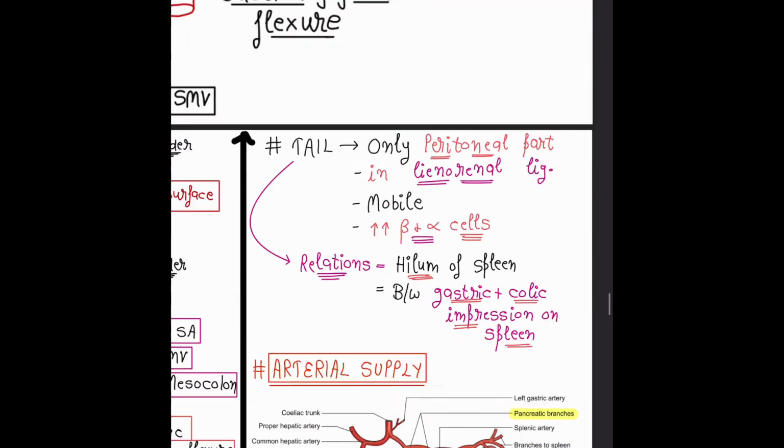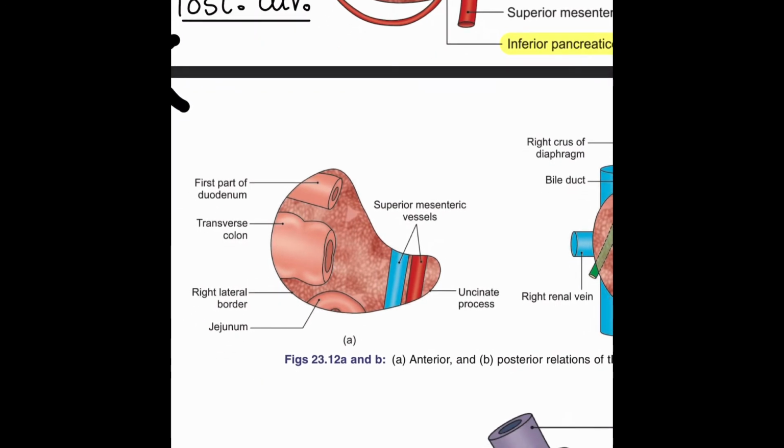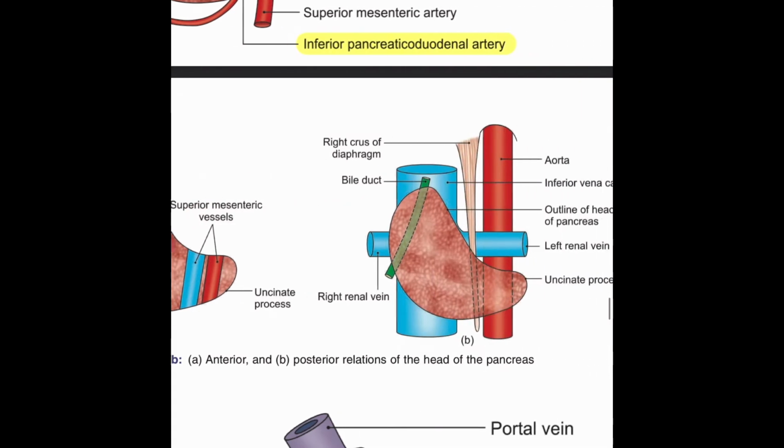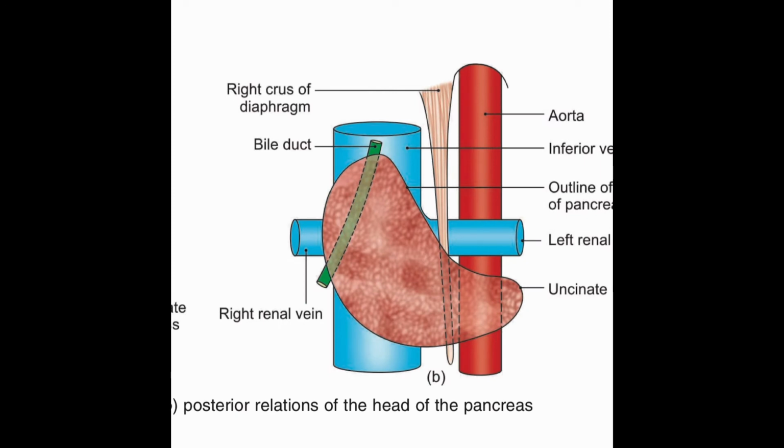Okay, if we see in this diagram right here, in the anterior relation, we have the transverse colon. I'll talk about the major relations, guys. In the anterior relation we will also have the first part of the duodenum and jejunum along with the superior mesenteric vessels. Okay, and on the posterior side, we'll have this major vein, which is the IVC. Here is the bile duct, and what's left? The left renal vein.